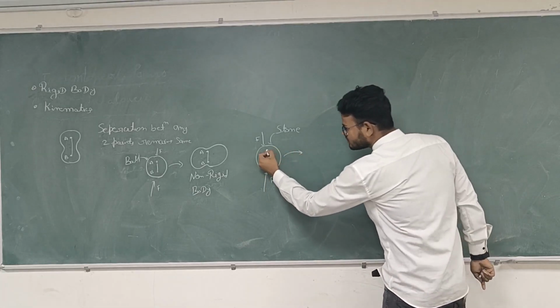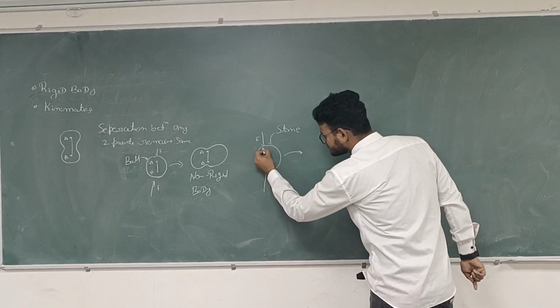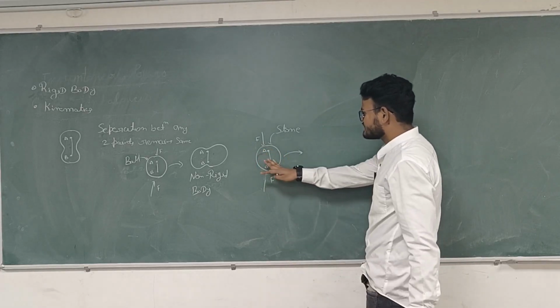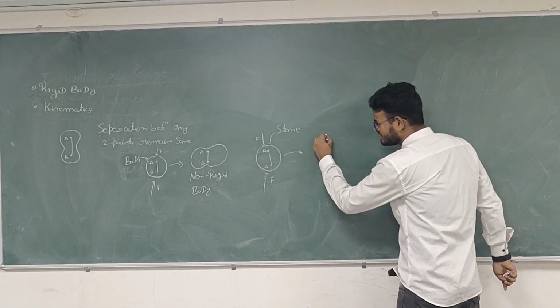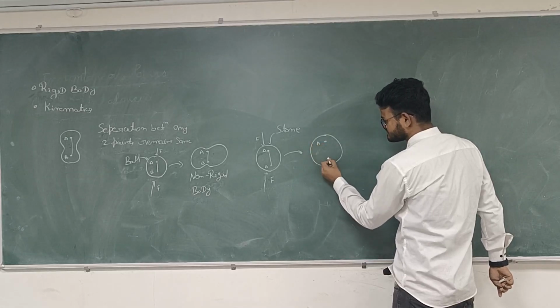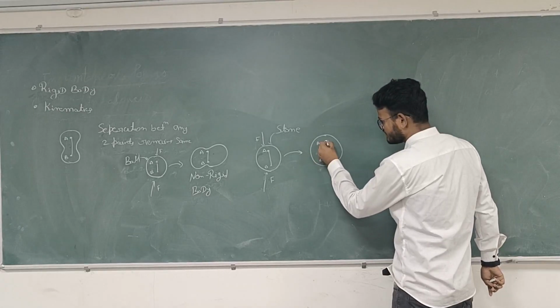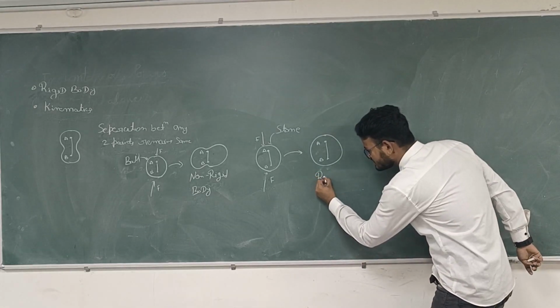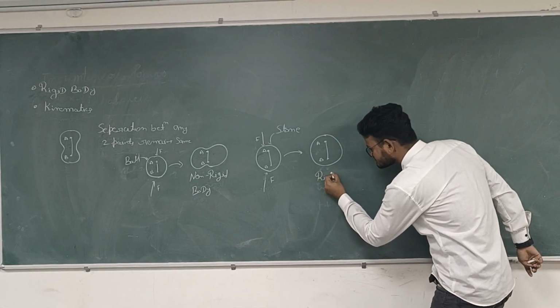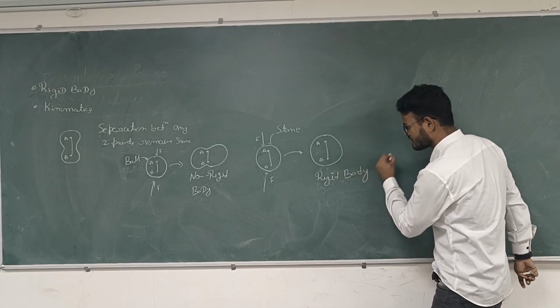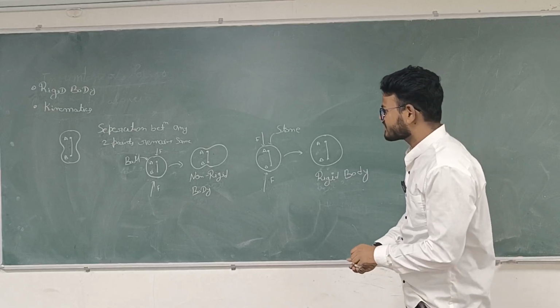then the separation between 2 points, if I consider 2 points here, let's suppose A and B, will remain the same. This is A, this is B. So this body is our rigid body. Rigid body.